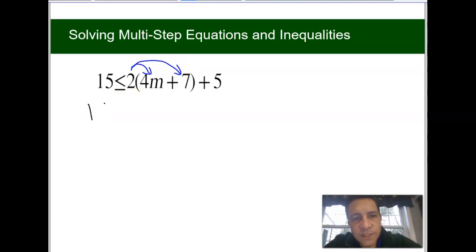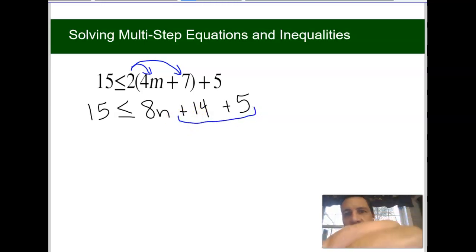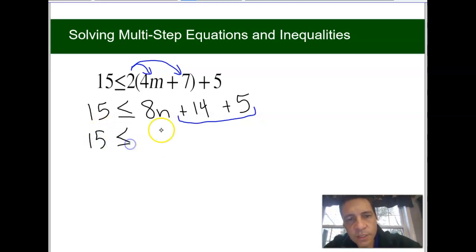So I get 15 is less than or equal to 2 times 4m, which is 8m, plus 2 times 7, which is 14, plus 5. Don't forget that 5 there. Then I am going to combine my like terms to make this simpler to look at. 15 is less than or equal to 8n plus 19. Now look at that. It is so much easier to work with now.